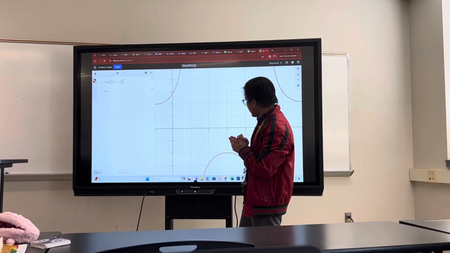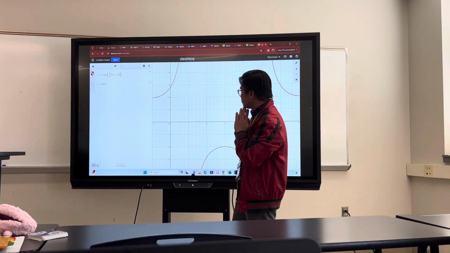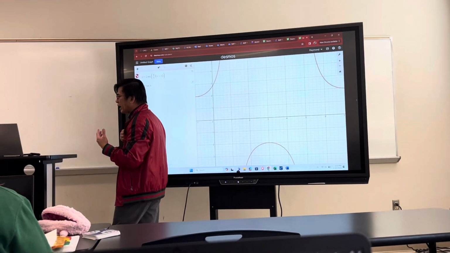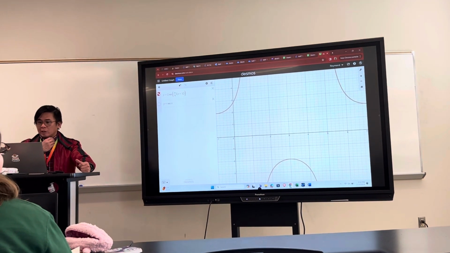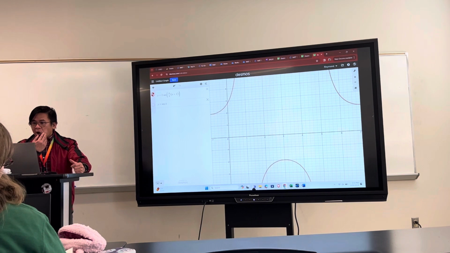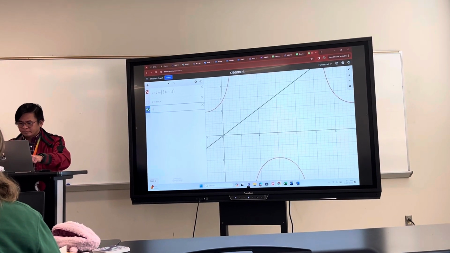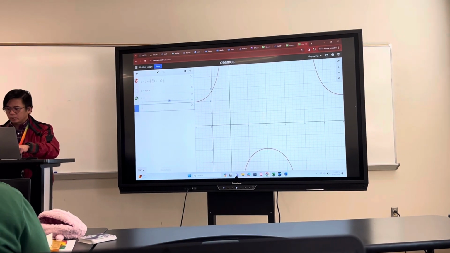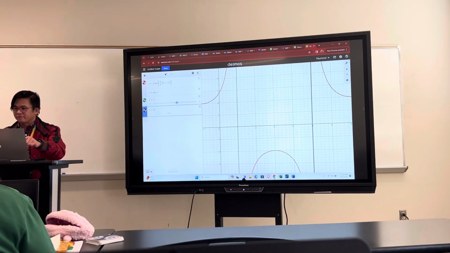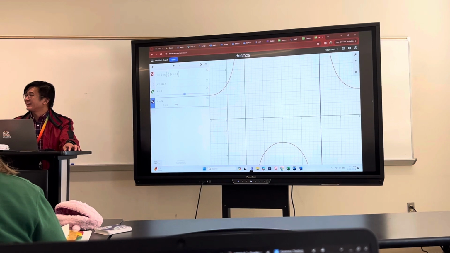Right? What else do we need in here? Vertical asymptotes. Where do you think are the vertical asymptotes in here? X equals 1. X equals 1. Thank you. All right. What else? X equals what? 5. Got it, guys. All right.